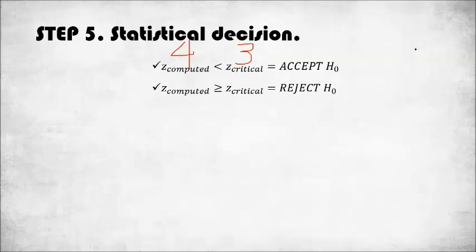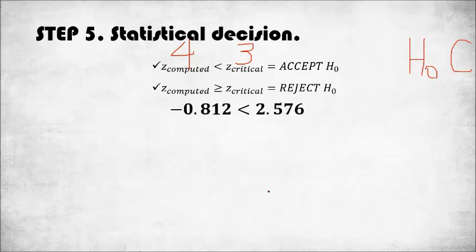Okay? Remember, ang ating claim ay H0 or the null hypothesis. So let us check whether it is to be rejected or accepted. Compare the computed and the critical value. Ang computed value natin ay negative 0.812. Z critical is 2.576. And then compare nyo lang to. And ang gagamitin nating symbol ay less than. Why? Because a negative number is always less than sa positive number. According yan sa rules ng mathematics.